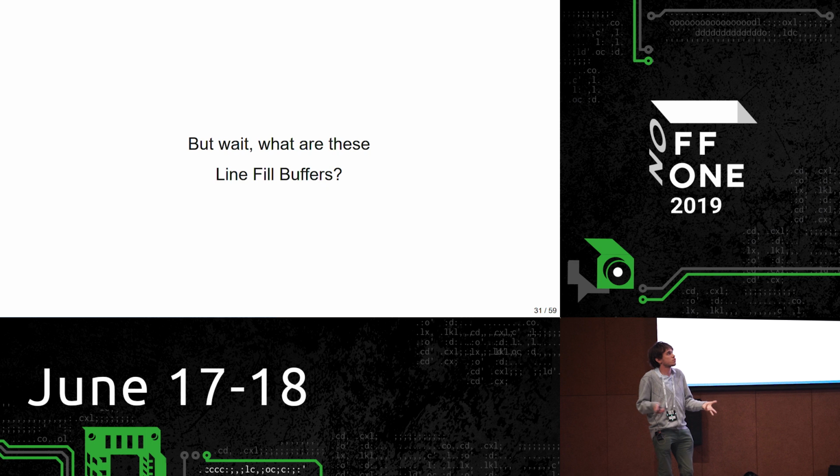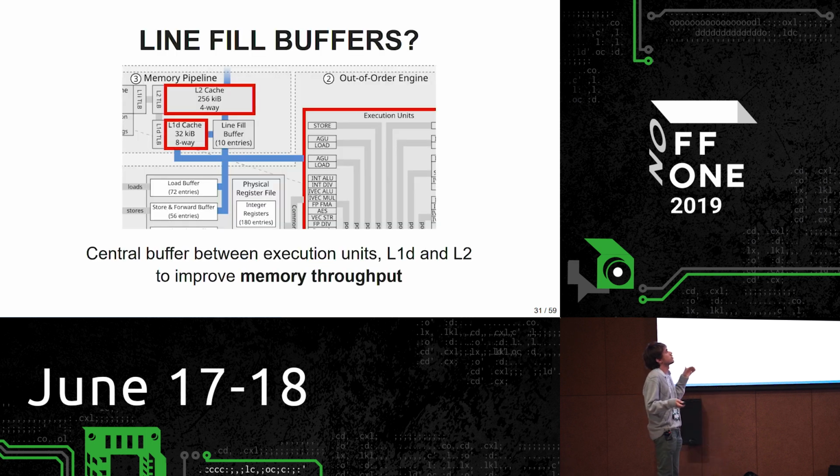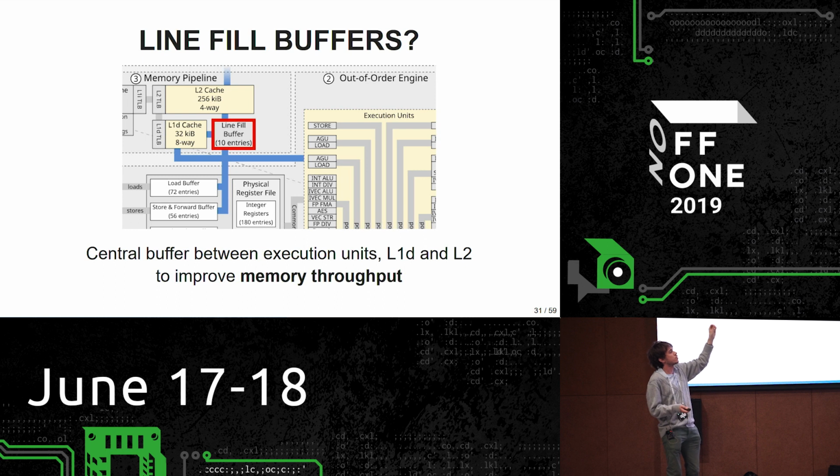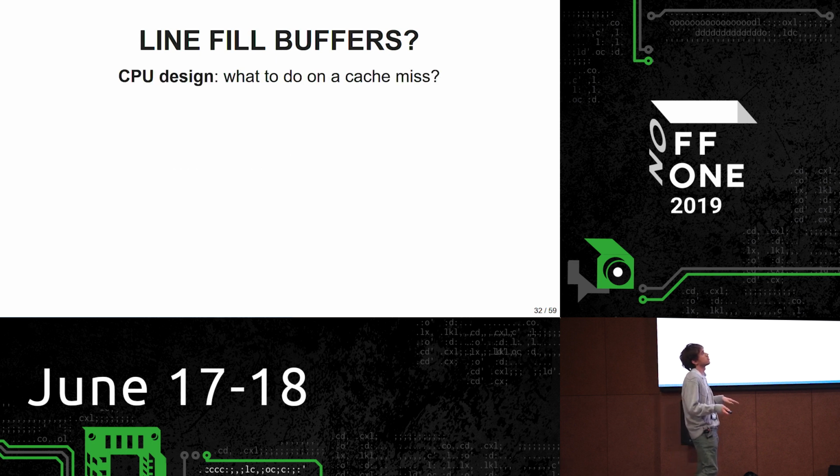So the question is, of course, what are these line-fill buffers? So you might not actually have heard of them. They're actually a central buffer, so you have the caches and the execution units, and the line-fill buffers themselves are a central buffer between these execution units and the caches to improve memory throughput. And in Intel CPUs, they have the following roles. So they allow for asynchronous memory requests, load squashing, write combining, and they also allow for uncached memory. And for this talk, I'm just going to focus a bit on the first one, so asynchronous memory requests.